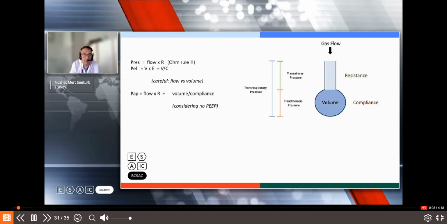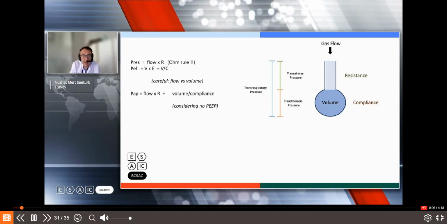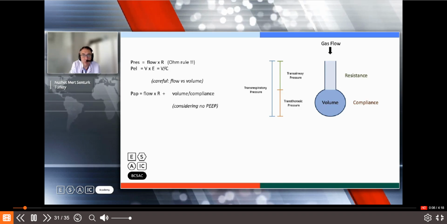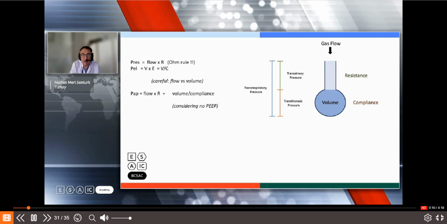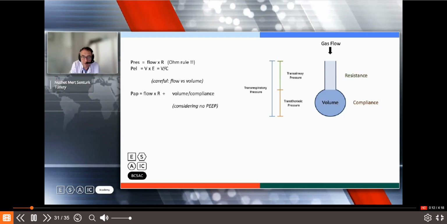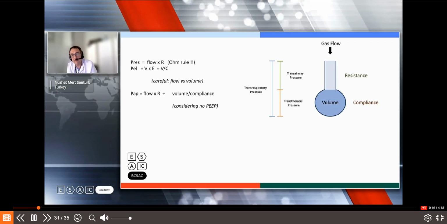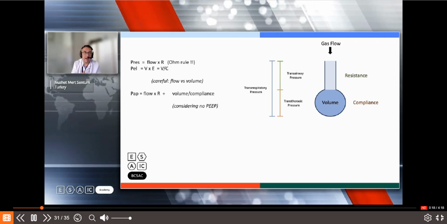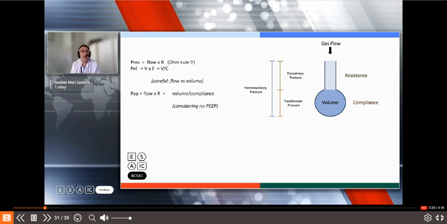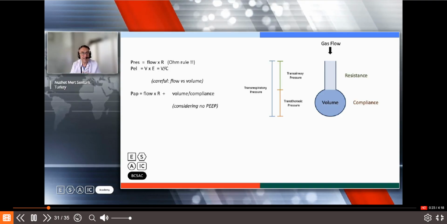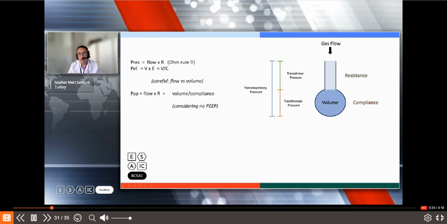Something about the respiratory mechanics now. We have to deal with two types of pressure during the gas flow from outside to the alveoli. First we have to cross the airways. And for the airways, we have to deal with resistive pressure, first of all, in the airway.